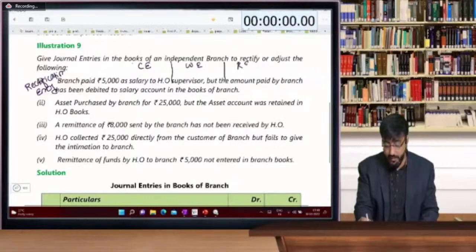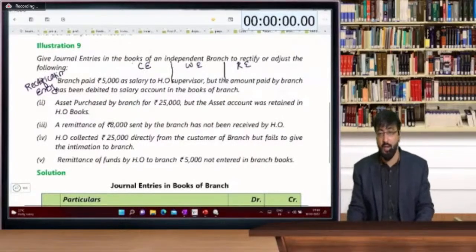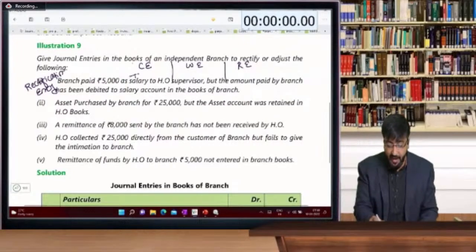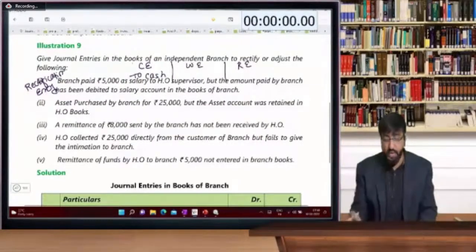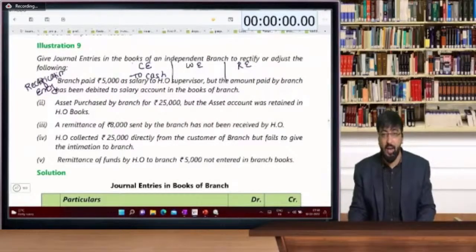What is the wrong entry? Those who are not aware of this technique, those who are not in the foundation with Sanket sir, understand this technique is very easy. What is the correct entry? Correct entry: branch is paying cash, so cash goes out. At the same time, this amount is receivable.